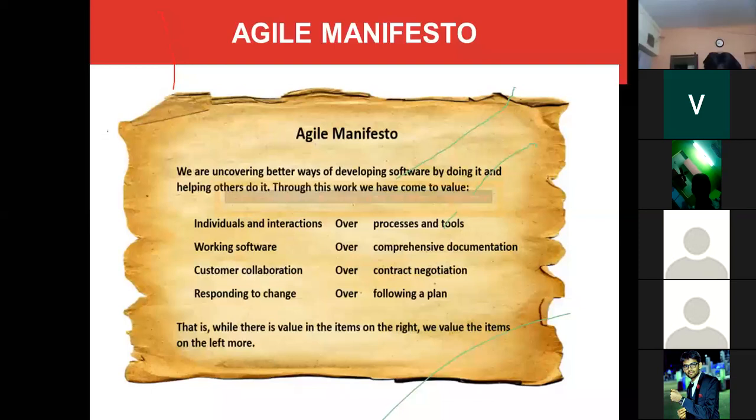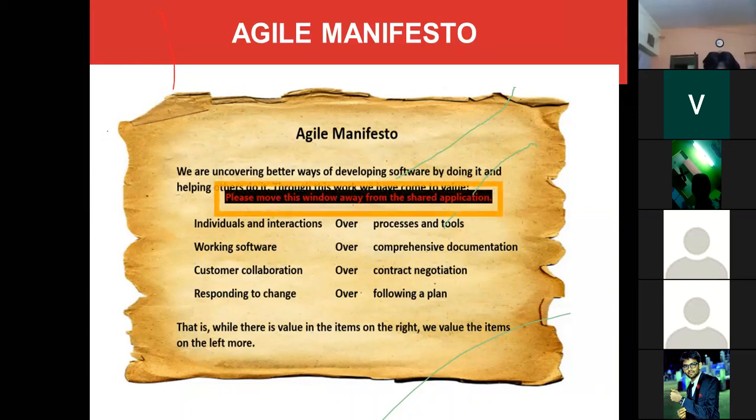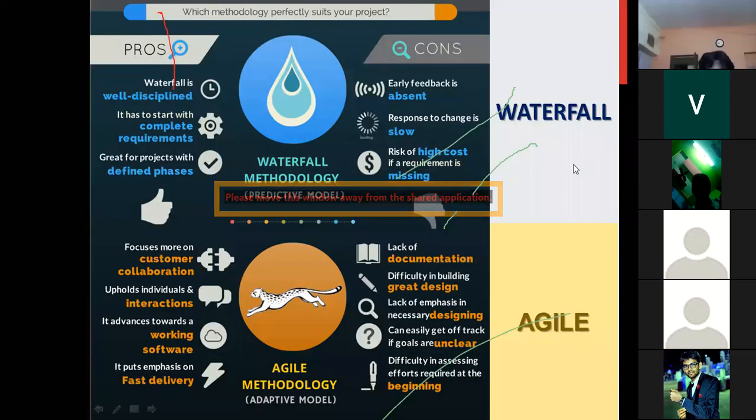Responding to change rather than following the plan. Change in the sense of a change in the requirement or a change in the taste and needs of the customer. So all these 4 aspects bring potential value in developing the product. Some of the pros and cons, and how waterfall versus agile is defined, over here.